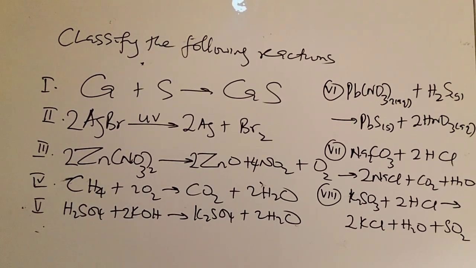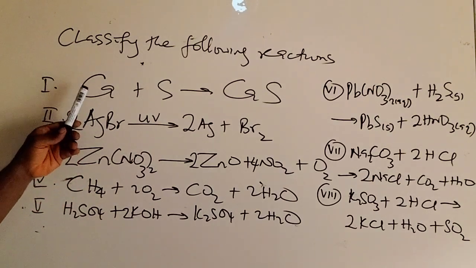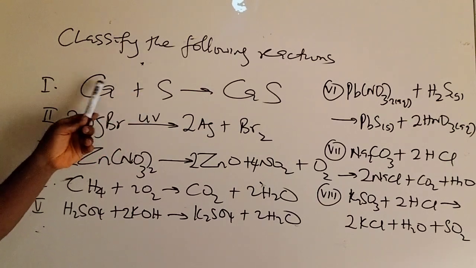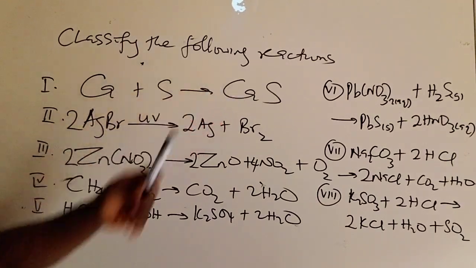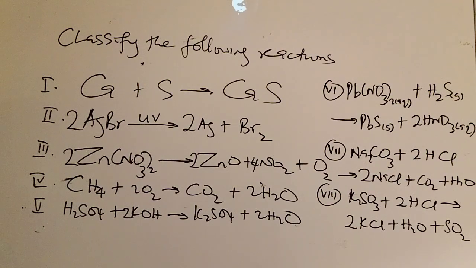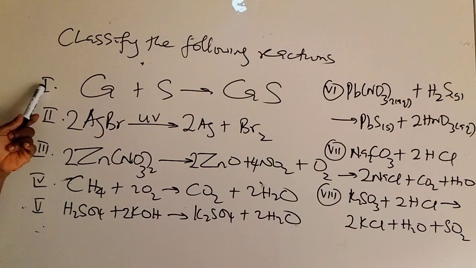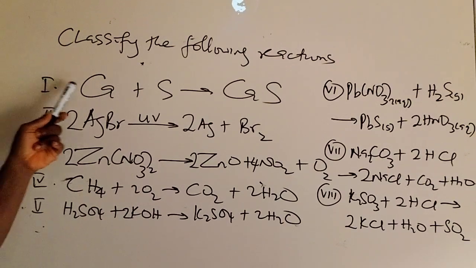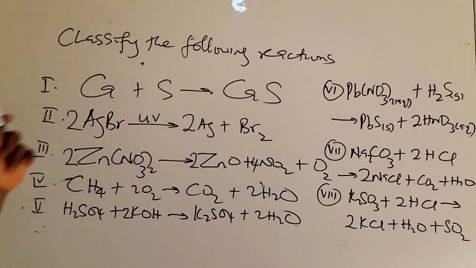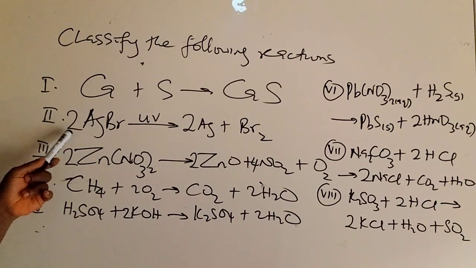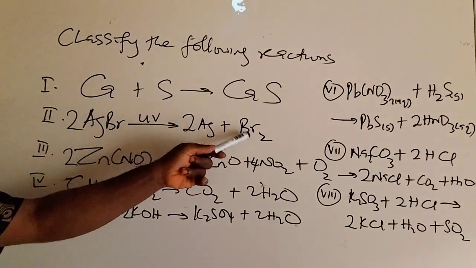So we have some exercises on the board, some miscellaneous questions. We are asked to classify the following reactions. Let's go through them one by one and then give the answers. For the first one, you have two reactants, two elements forming one compound. Which reaction involves two or more elements giving only one product? The first one is called a combination reaction or synthesis reaction. That's the answer to the first one. Second one, you see a compound splitting into two or more products.